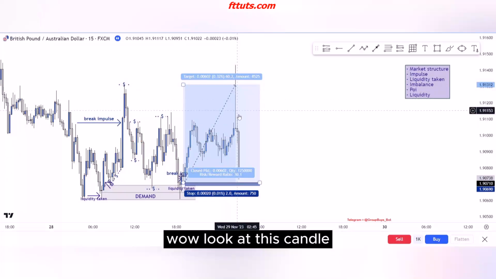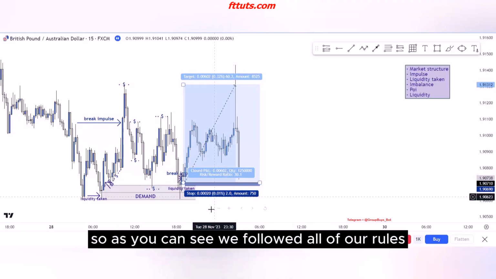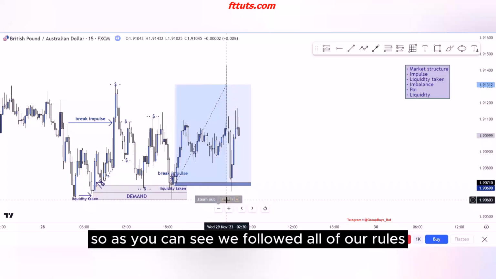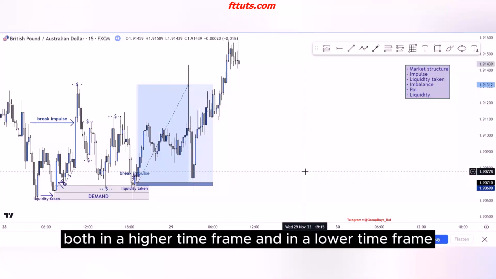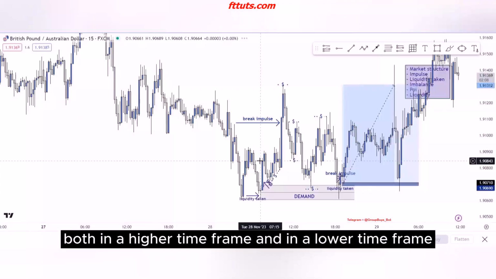Wow, look at this candle. So as you can see, we followed all of our rules, both in a higher time frame and in a lower time frame.